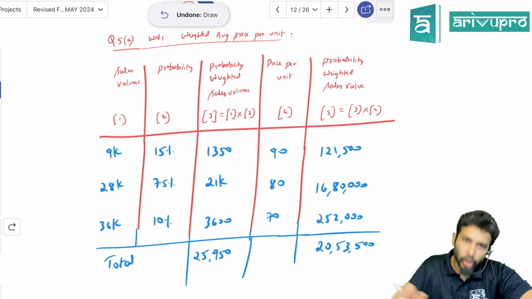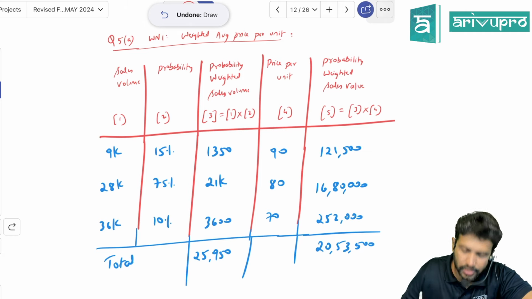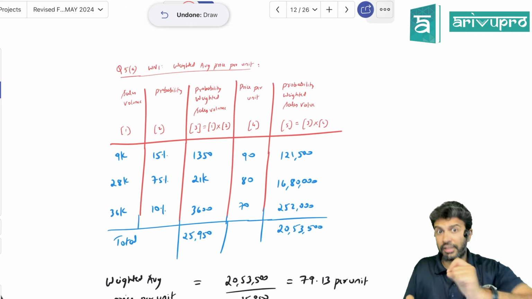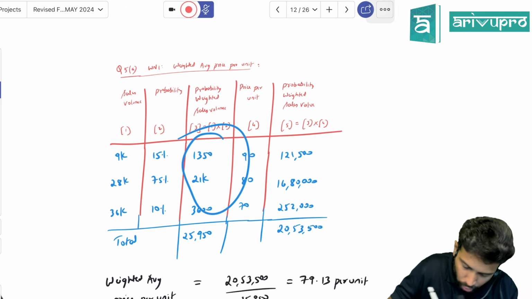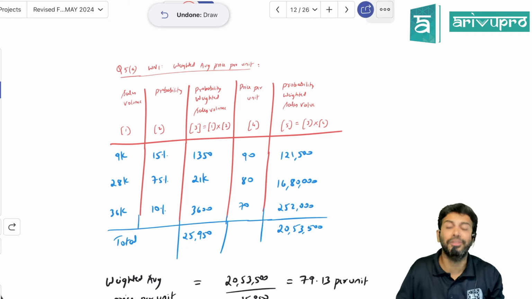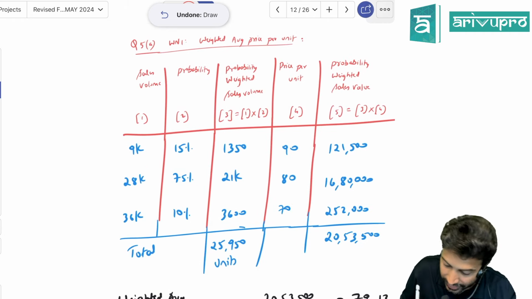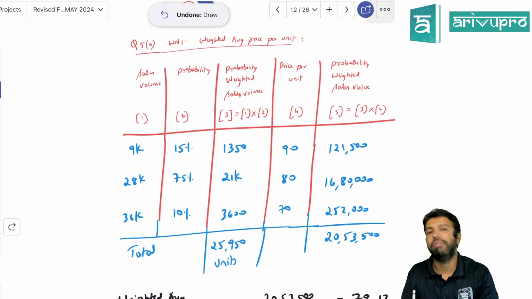Okay, sir, so what does that mean? Adding all this. Don't take the highest number over here, that is the most likely method. In the expected value method, take the total. Total of all this is how much? 25,950 units. Meaning, by considering all the probabilities, we feel the customer may buy 25,950 units.